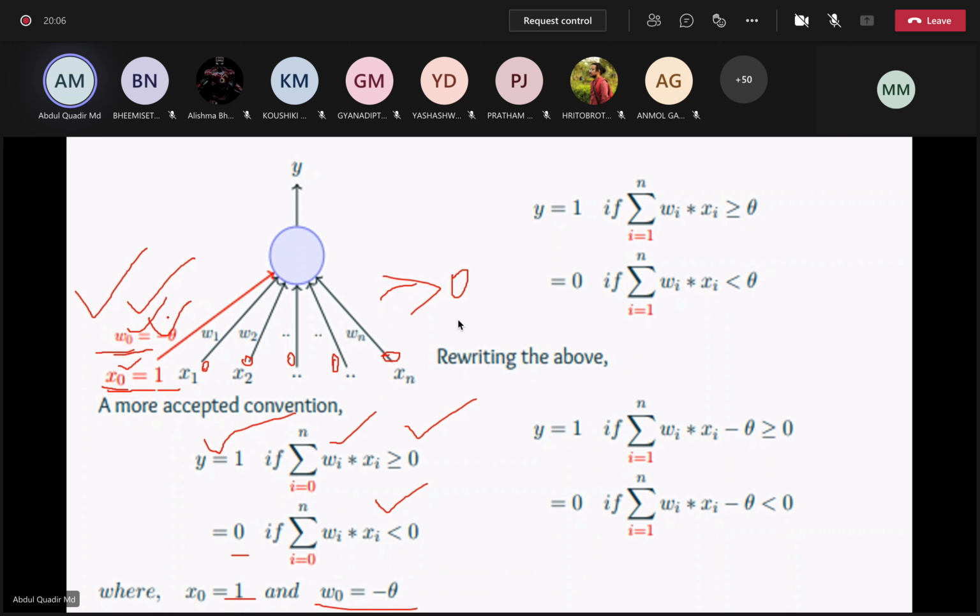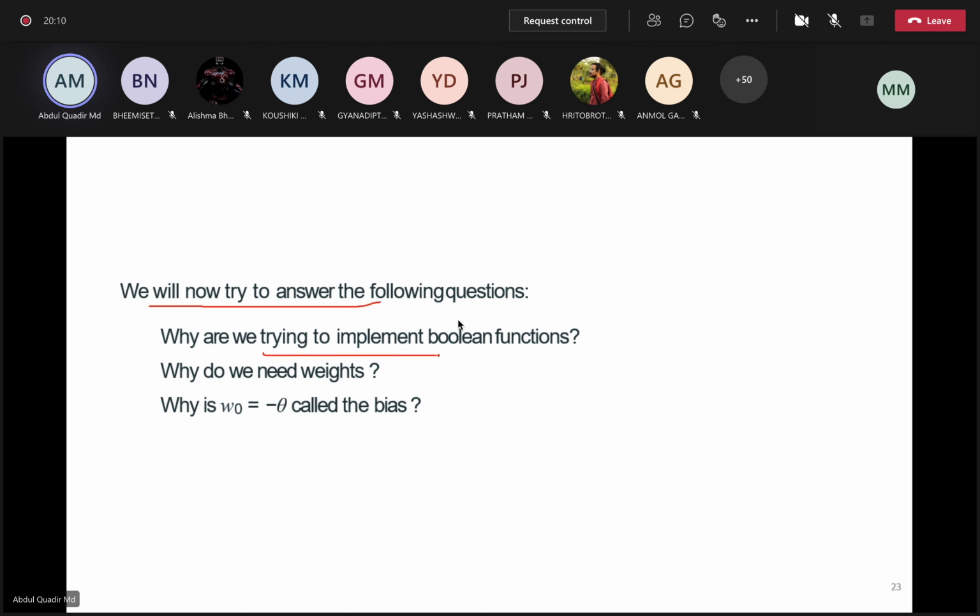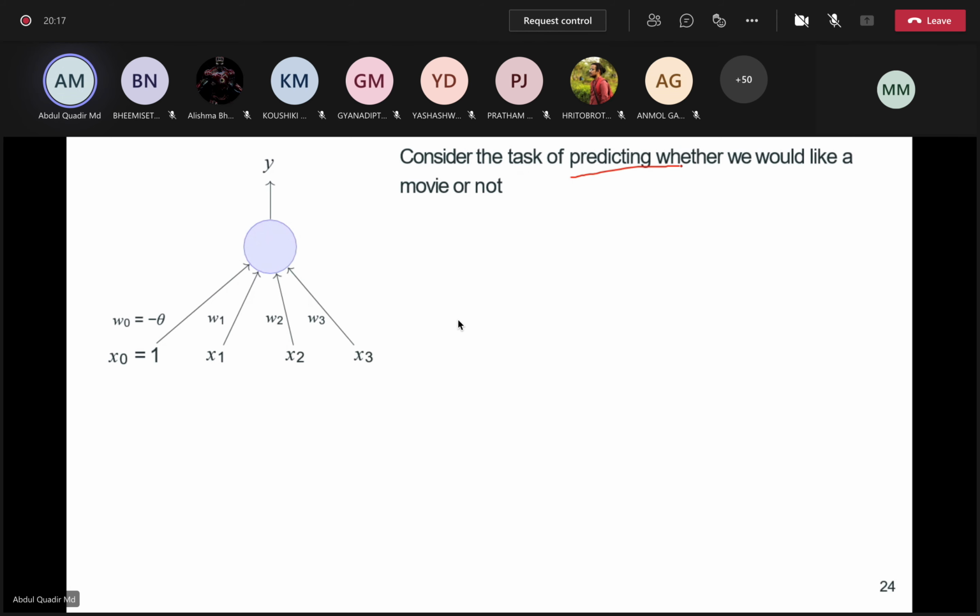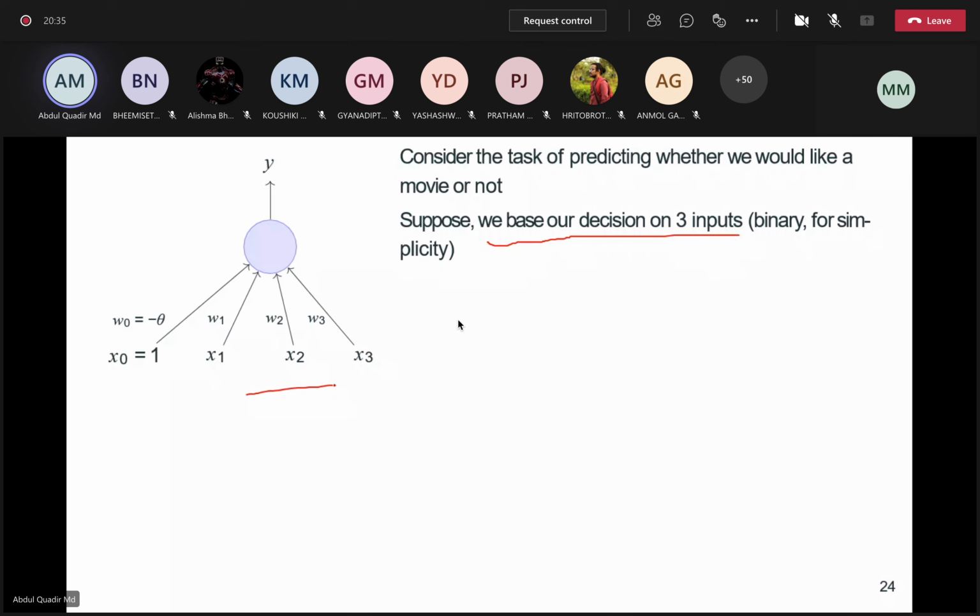Now let's proceed. What are we trying to answer? Are we trying to implement Boolean functions? Why do we need weights? And why is w naught equal to minus theta called the bias? Consider the task of predicting whether we would like to watch a movie or not. As I told you, students, your preference might be different, my preference might be different. Suppose we have a decision based on 3 inputs, binary for simplicity.